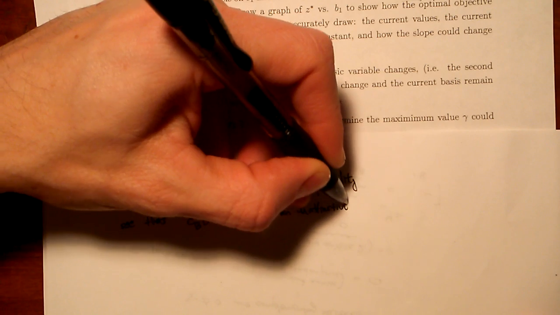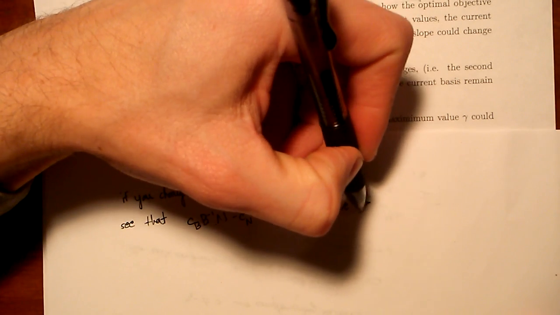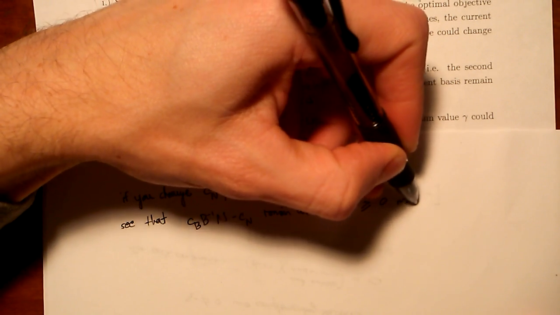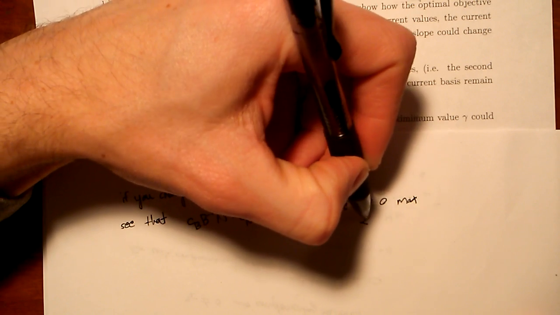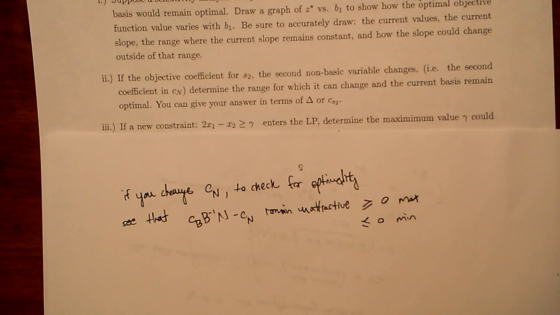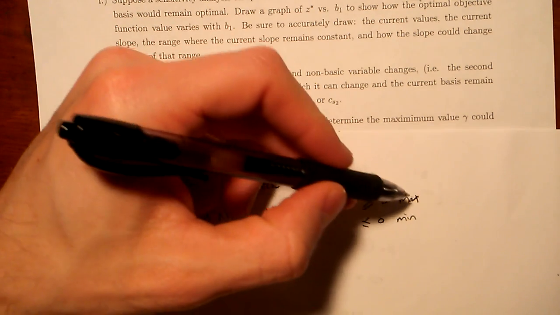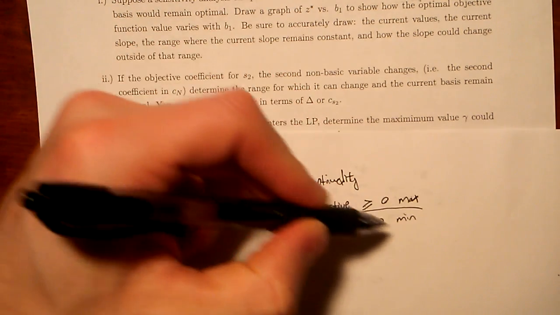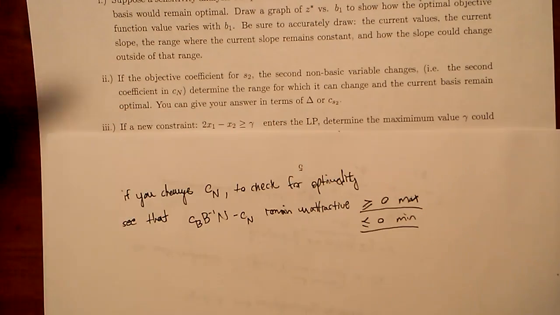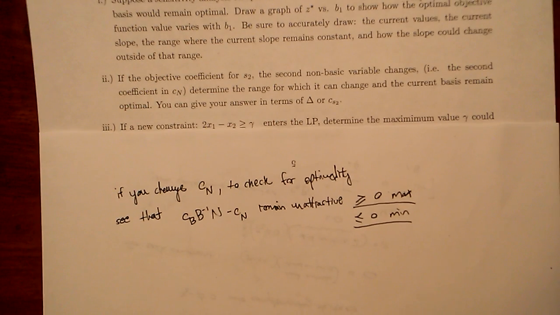Specifically, if it was a maximization problem, we'd have them non-positive, and if it was a minimization problem, non-negative. I'm sorry, just backwards of what I just said. If it was a maximization problem, we want the reduced costs of the non-basic variables to be non-negative, just what I wrote, and if it was a minimization problem, they would need to be non-positive. Okay, so that's what we're checking.